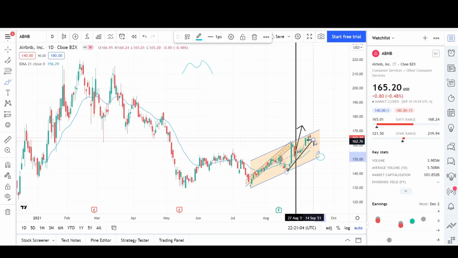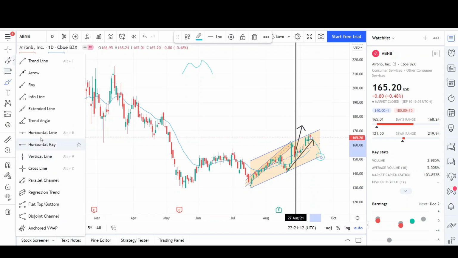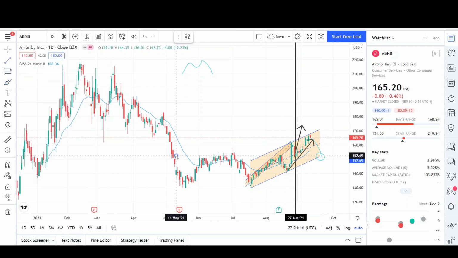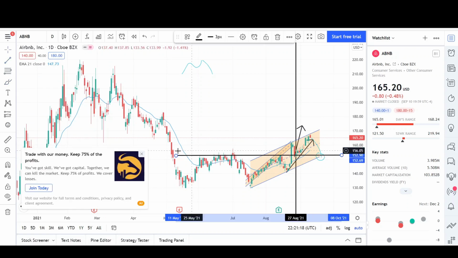So in the coming weeks, I do expect a retracement back to this lower side of the channel and right back down to that 150 level, because that's where the breakout level was. Let's put a trend line right there. So this is what I'm talking about right here, this trend line.